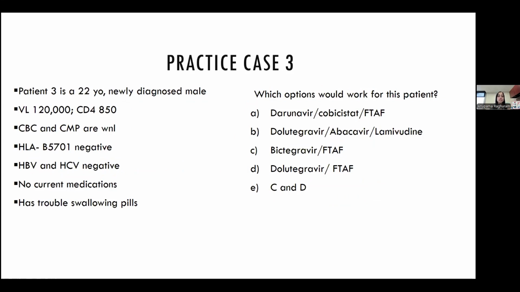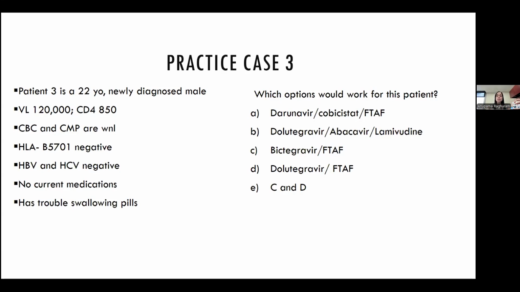So this is patient 3, 22 years old, newly diagnosed male. Viral load is 120,000. CD4 is good at 850. CBC and CMP are fine. HLA, you have results back and it's negative. No hepatitis B, no hepatitis C, not taking any medications, but has a lot of trouble swallowing pills, particularly big pills. So which options would work for this patient?